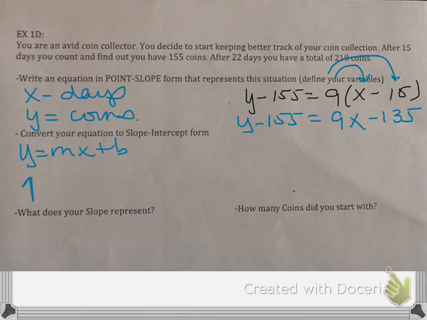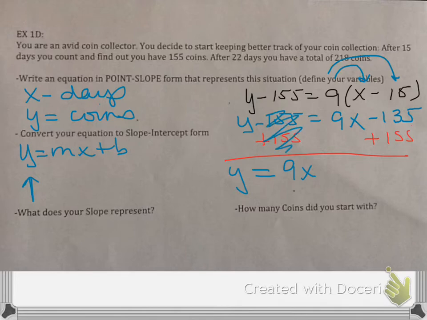Now remember, we want to get y by itself. What do I need to do? Well, y is being subtracted by 155, so I want to add 155 to both sides. This becomes y equals 9x, and the negative 155 and positive 155 cancel out. Then negative 135 plus 155 gives you positive 20. So we have just converted it into slope-intercept form.